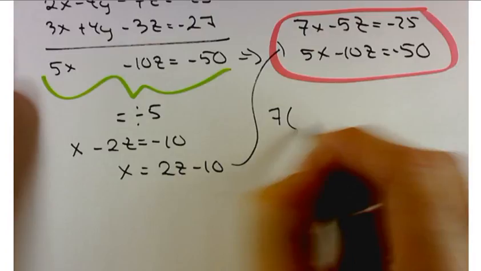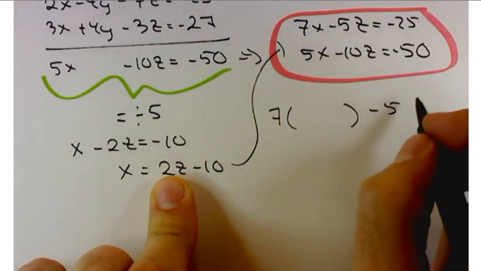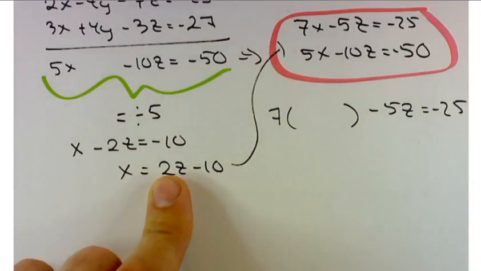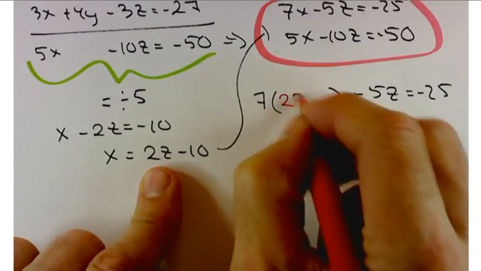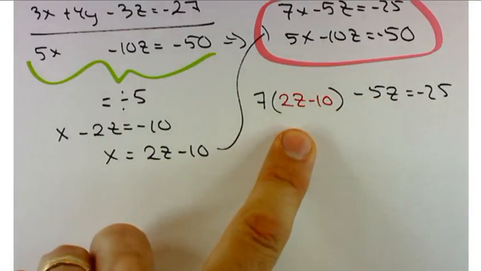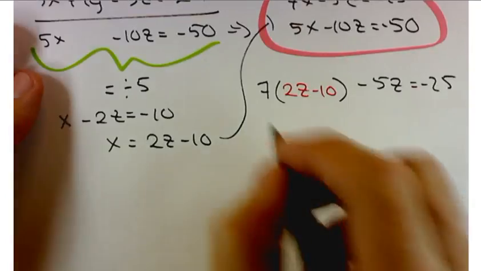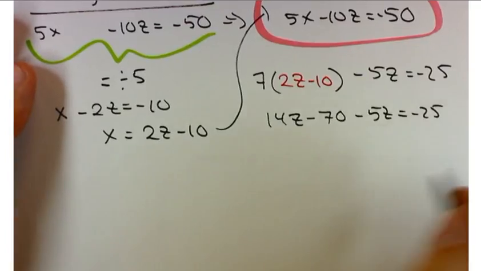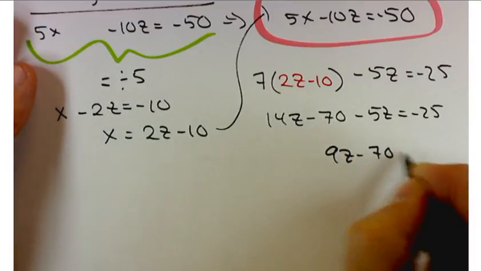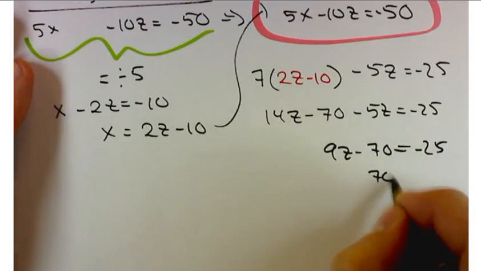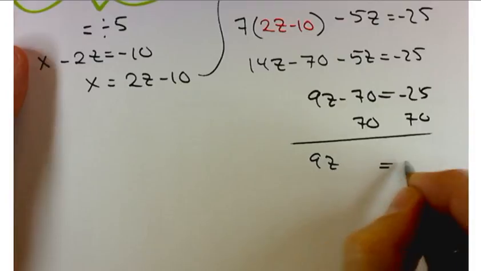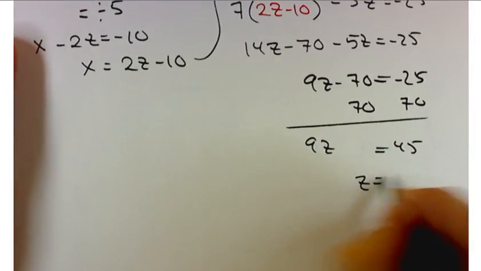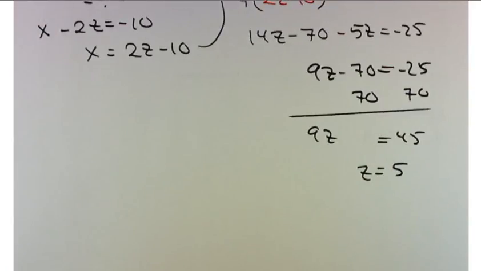So it's going to be 7 times my expression for x minus 5z equals negative 25. So 2z minus 10. By substituting that there, I've got a linear equation that just depends on z. 14z minus 70 minus 5z equals negative 25. So 9z minus 70 equals negative 25. And then just solve. Add 70 to both sides, divide through by 9, and I get z equals 5.